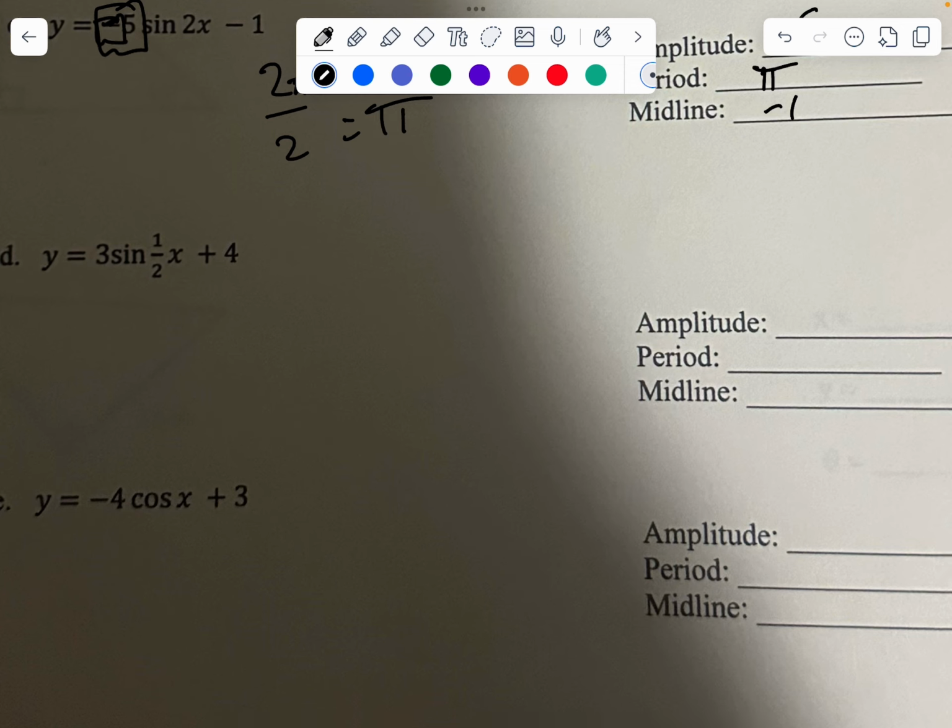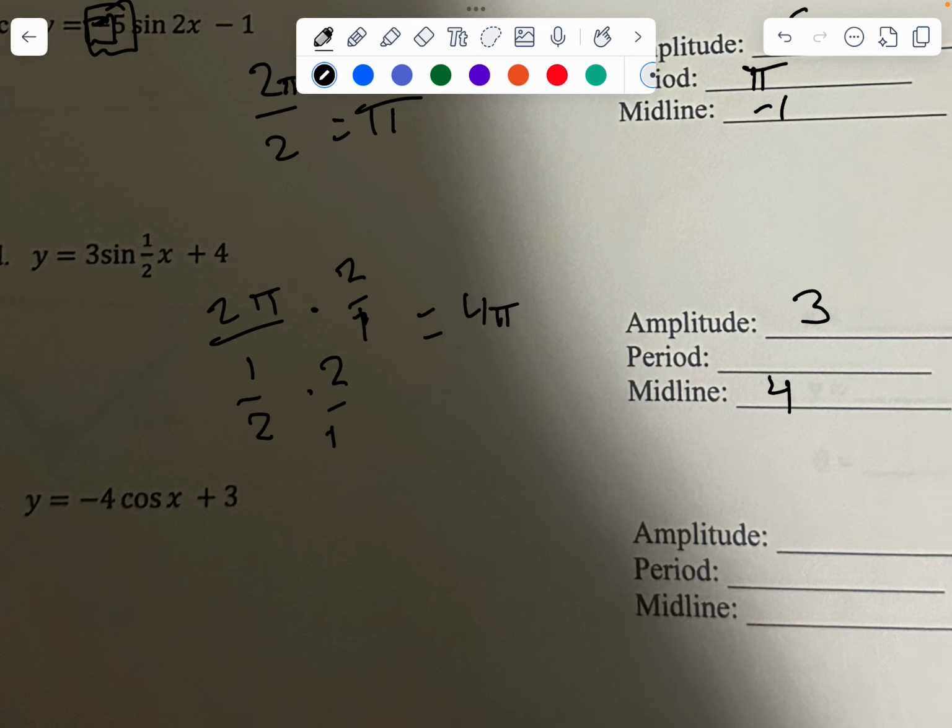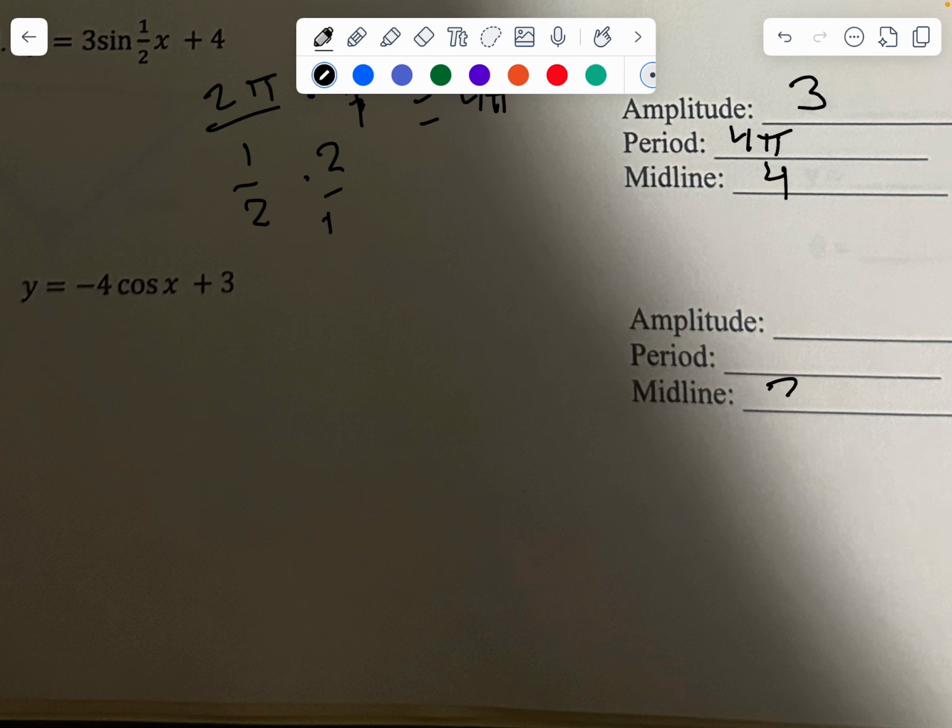Here, amplitude, the first number, is 3. Midline is 4. And we'll do 2 pi divided by 1/2, which is the same as multiplying by 2 over 1. You get 4 pi as our period. Midline 3. Amplitude 4. Period is 2 pi over 1 equals 2 pi. So our period is 2 pi.